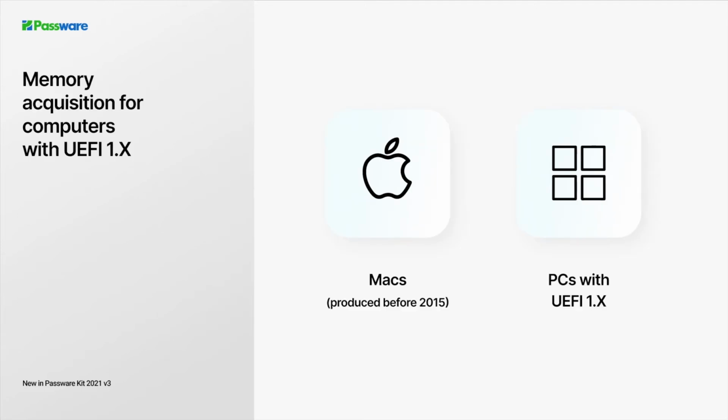Memory acquisition for computers with Unified Extensible Firmware Interface version 1. The previous version of Passware Bootable Memory Imager worked great for machines with Extensible Firmware Interface version 2 and newer. This update provides support for Extensible Firmware Interface version 1. This enables the tool to be used for older Macs produced before 2015 and PCs with UEFI version 1.